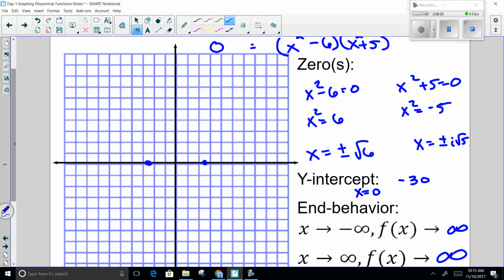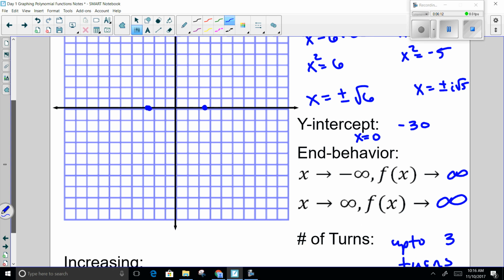We also have a y-intercept of negative 30. So on the x-axis, we could go by 3. So this would be negative 3, negative 6, negative 9, so on and so forth. Down here, this would be negative 30. So we have a y-intercept down here of negative 30.